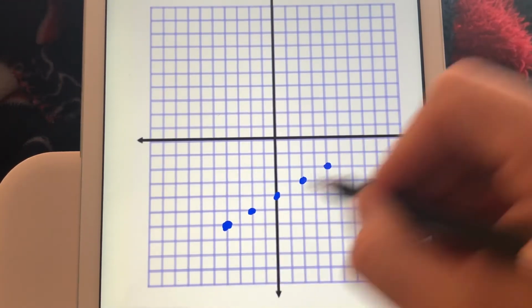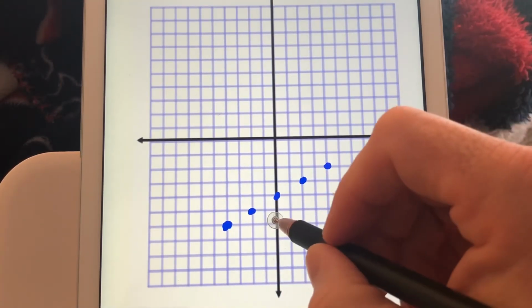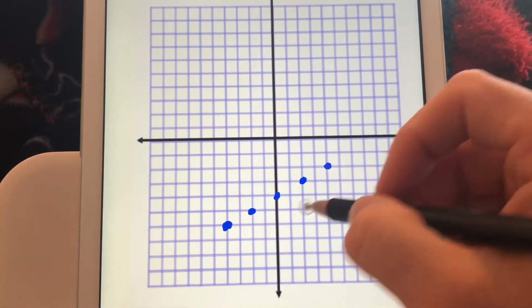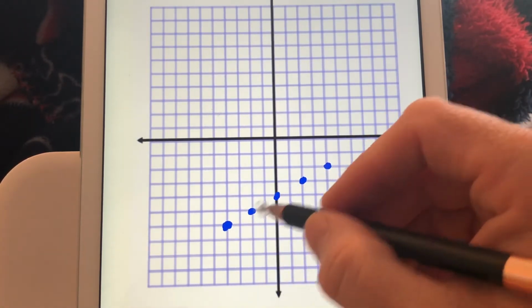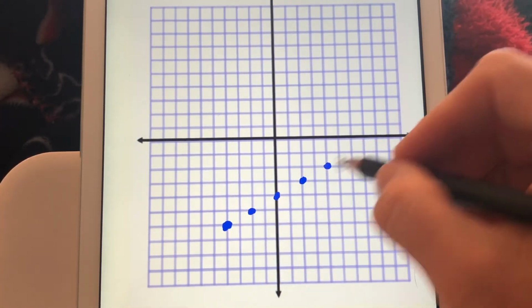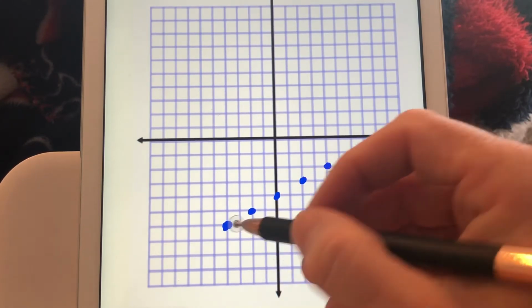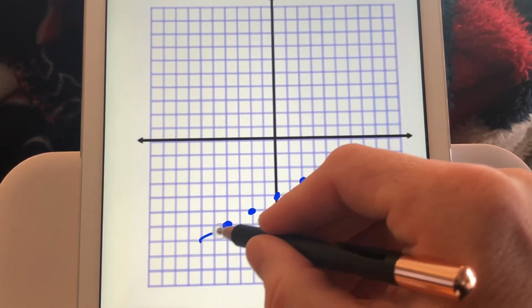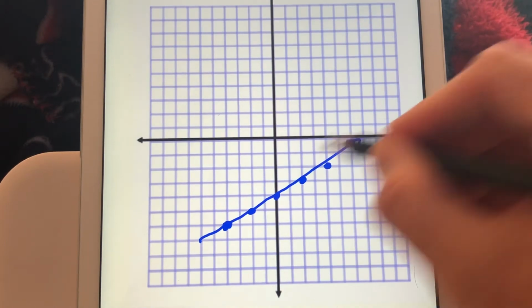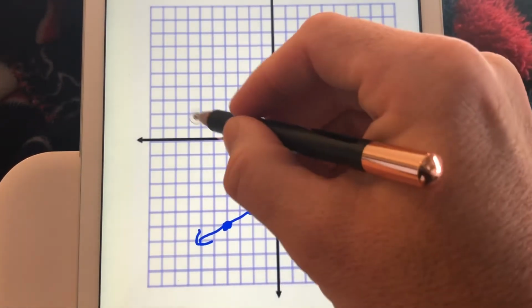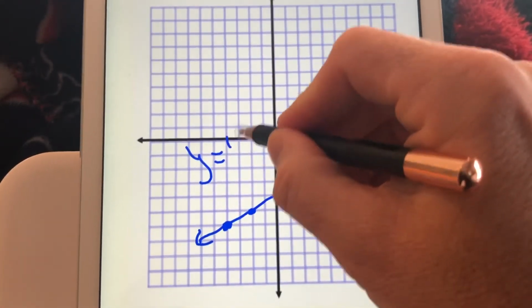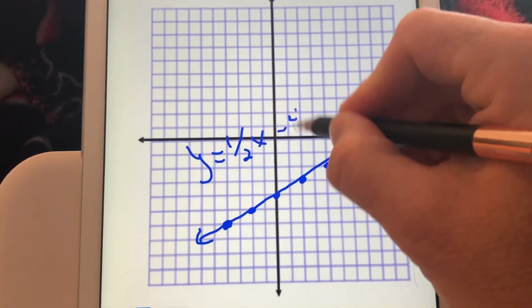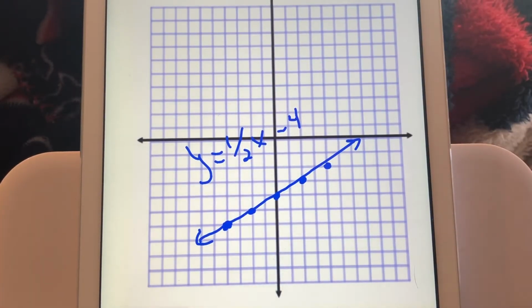So the fact that these are all in a line tells me that my answers are probably right. It'd be unlikely that I had 5 points line up and it'd be incorrect. I would have had to have made 5 errors in my work. So we want to draw the graph. So that's what the graph of y equals 1/2 x minus 4 looks like. So let's move on to problem 4.